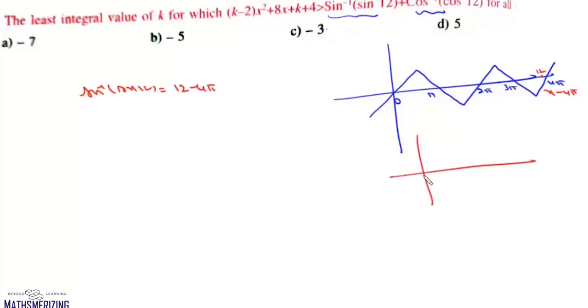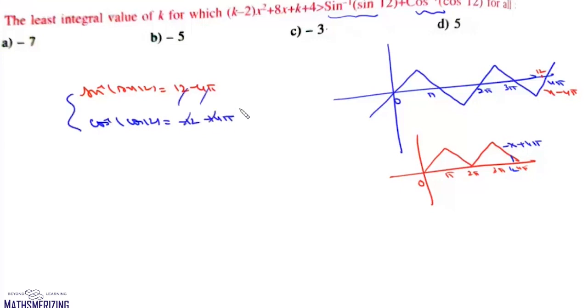Now we'll draw the graph of cos inverse of cos x. So this is 0, pi, 2 pi, 3 pi and 4 pi. Now 12 will lie here. Now this definition is minus x plus 4 pi. So cos inverse of cos 12 will be minus 12 plus 4 pi. Now if we add them, everything will cancel. So this is nothing but 0. So this right hand side is nothing but 0.